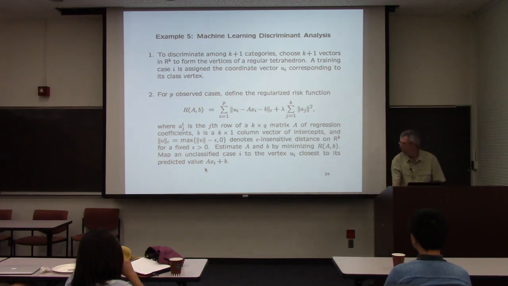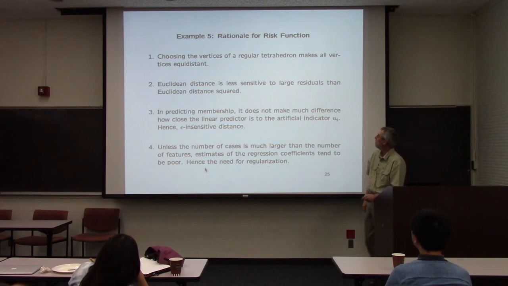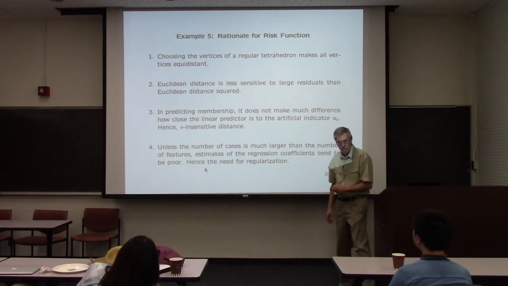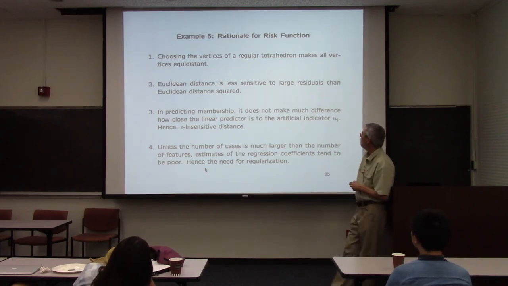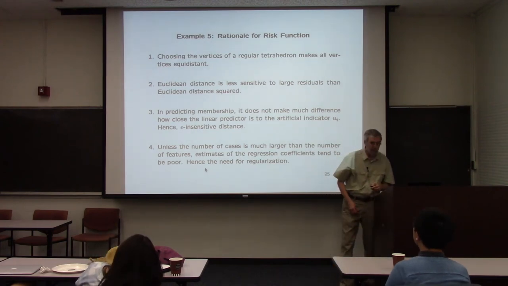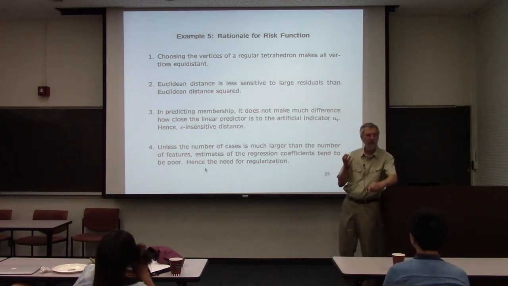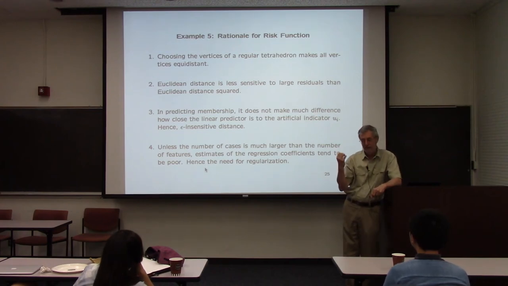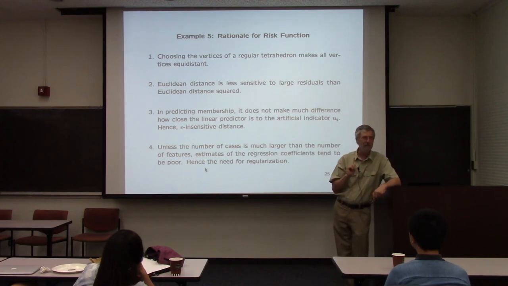Turns out to be a sensible thing to do. Okay. So let's go back and think about this. Choosing the vertices of a regular tetrahedron makes all vertices equidistant. Euclidean distance is less sensitive to large residuals than Euclidean distance squared. So if you go back and look, in our objective function we had Euclidean distance, not Euclidean distance squared. Euclidean distance squared is sensitive to large outliers. Euclidean distance is not.